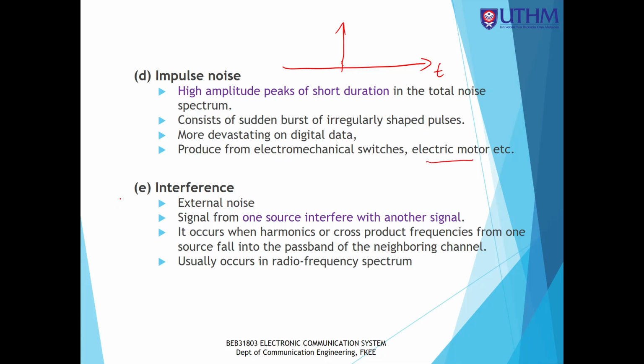And the last one is interference. Interference is external noise which originates from a source that has the same frequency as our signal. Interference is a type of noise generated from a signal that has the same frequency as our signal.